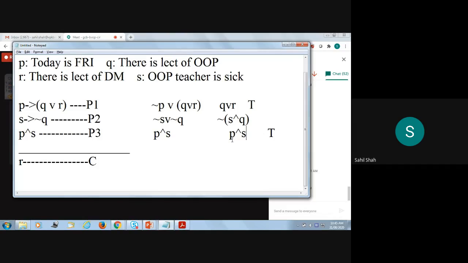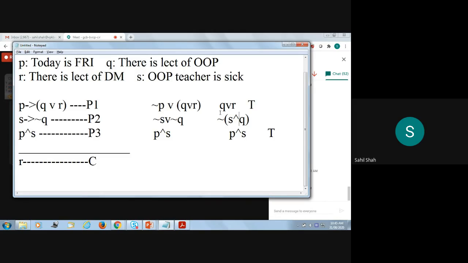This P and S, if I want P and S as true, I need to have P as true as well as S as true. S needs to be true. So if S needs to be true, then what should be false in this statement? Q has to be false.